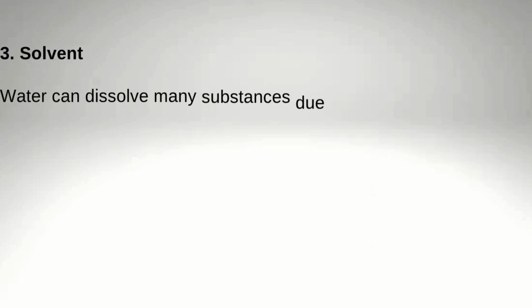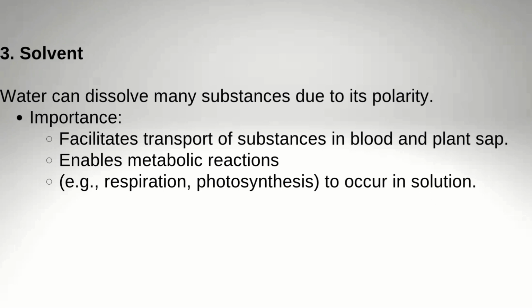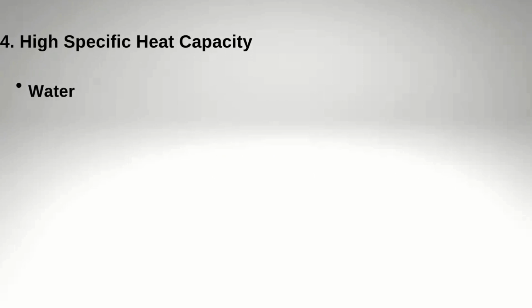Water's polarity allows it to act as a universal solvent. It dissolves a wide variety of substances including ions, sugars, and amino acids. In living organisms, this is essential. Metabolic reactions occur in aqueous solution, and water transports dissolved substances like glucose, oxygen, and waste products. When ionic compounds dissolve, water molecules pull individual ions apart and surround them. This is called hydration.